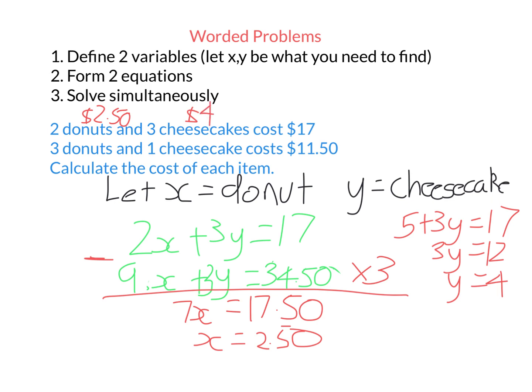So when you're solving these worded problems, make sure you write a worded answer. Make sure at the end you write donut costs $2.50, cheesecake costs $4.